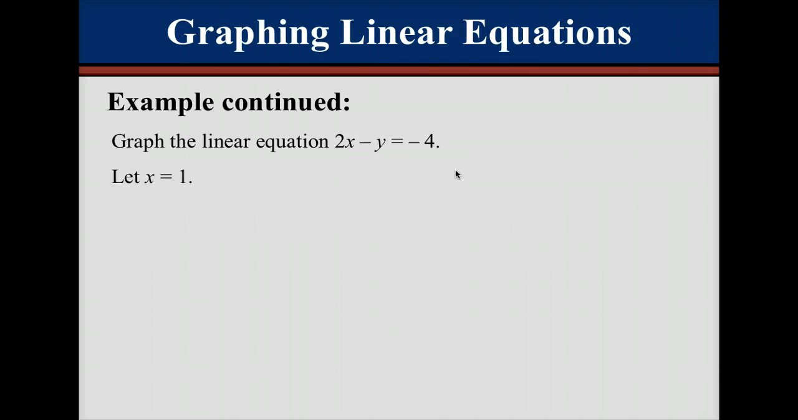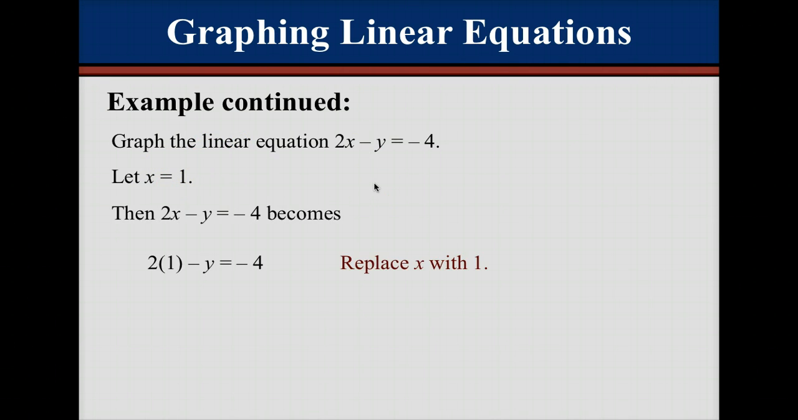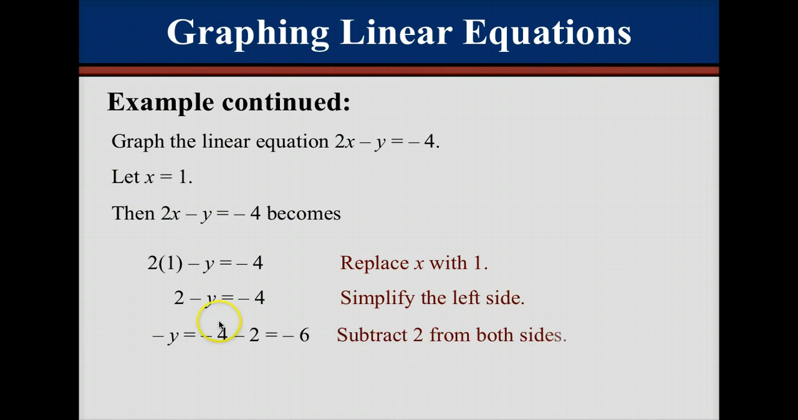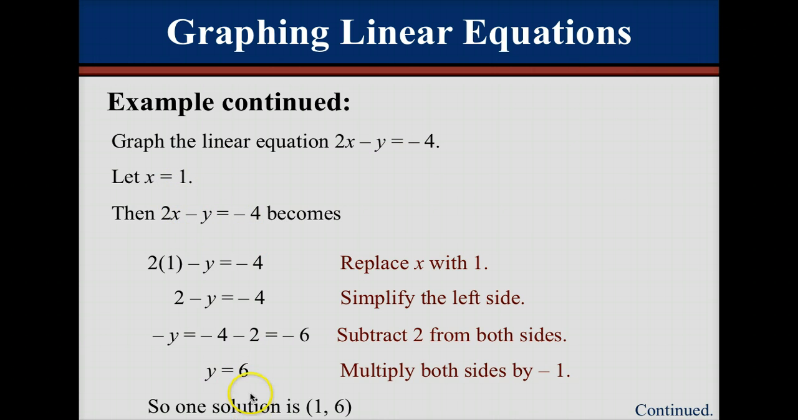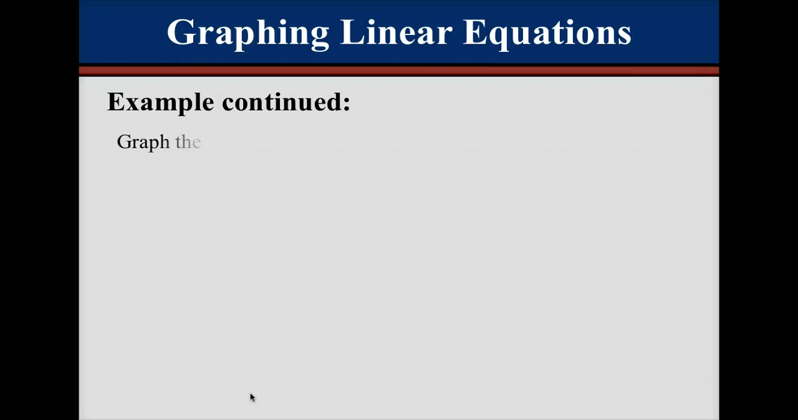So we're asked to graph the linear equation, and this is arbitrary. We're just picking x equals 1. Like I said, pick small numbers. So in place of x, we're going to put a 1, then we're going to solve for y. So we're simplifying. We're going to subtract 2 from both sides. Notice we have a negative y. We need to solve for y, not negative y, so we multiply both sides by negative 1. So y is equal to 6. So when x is 1, y is 6. So you can plot that point. However, we need 2 more.